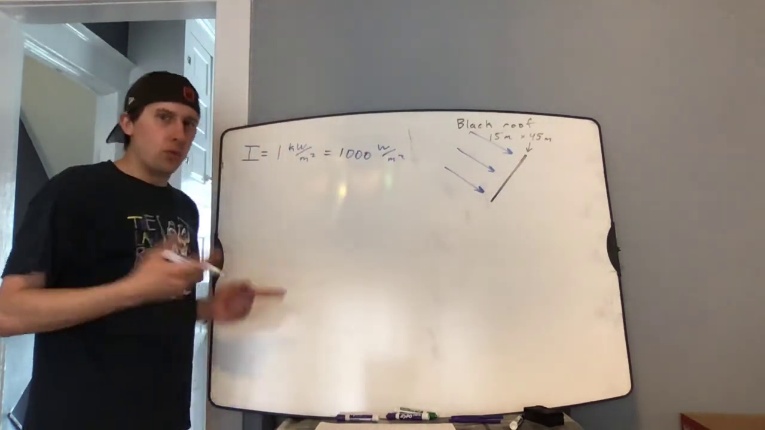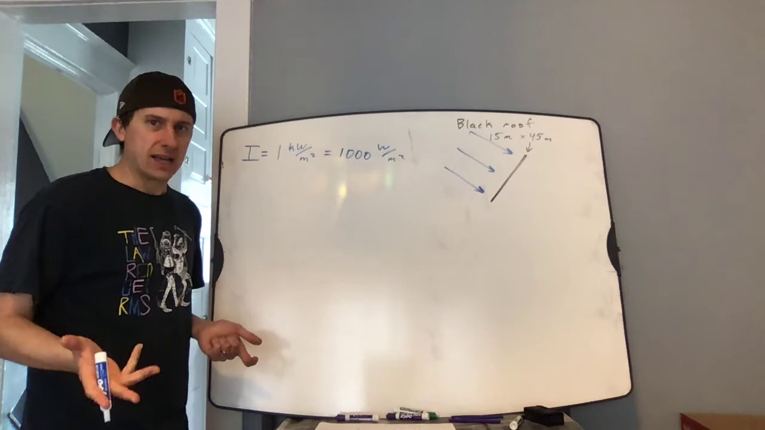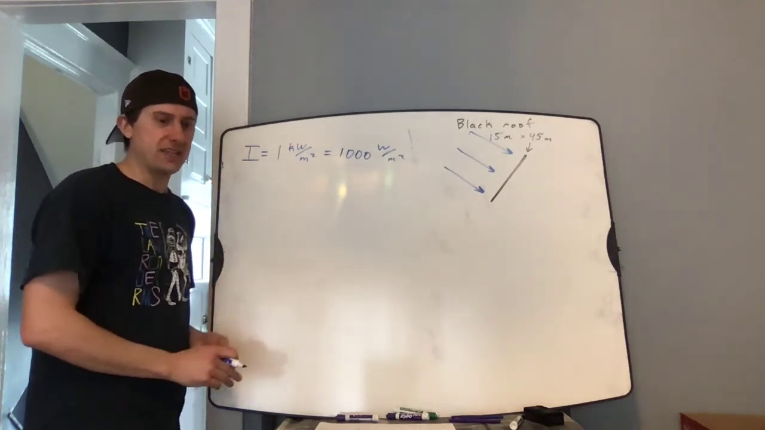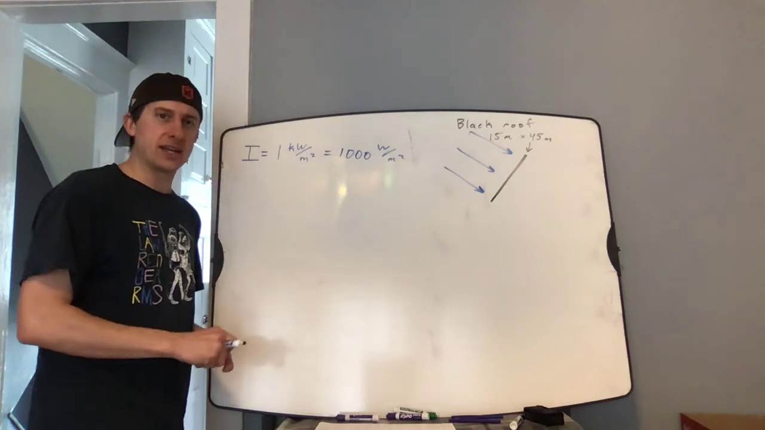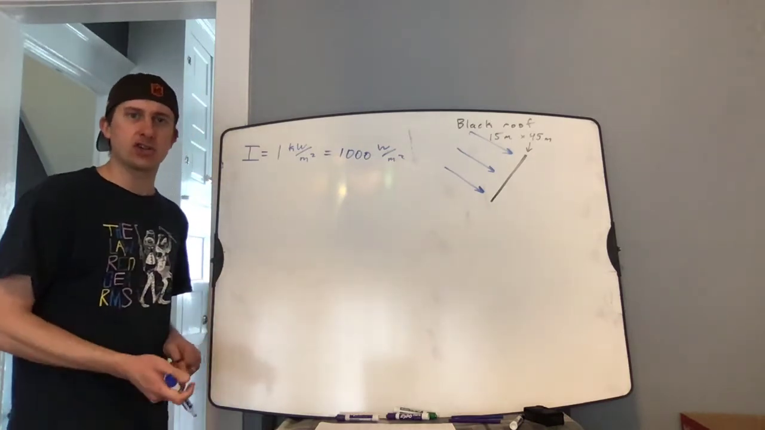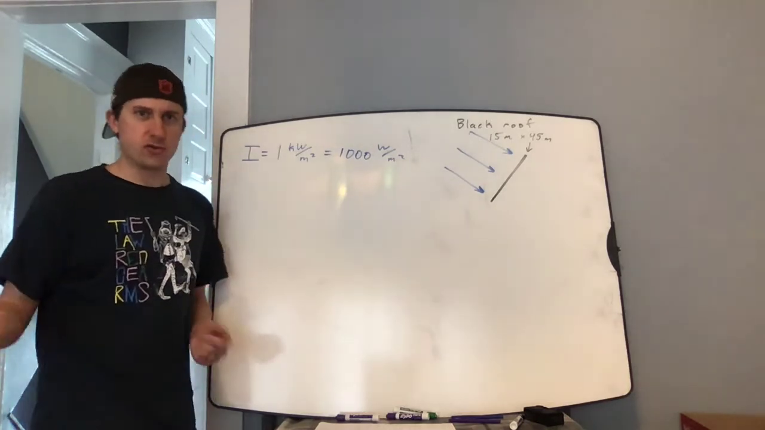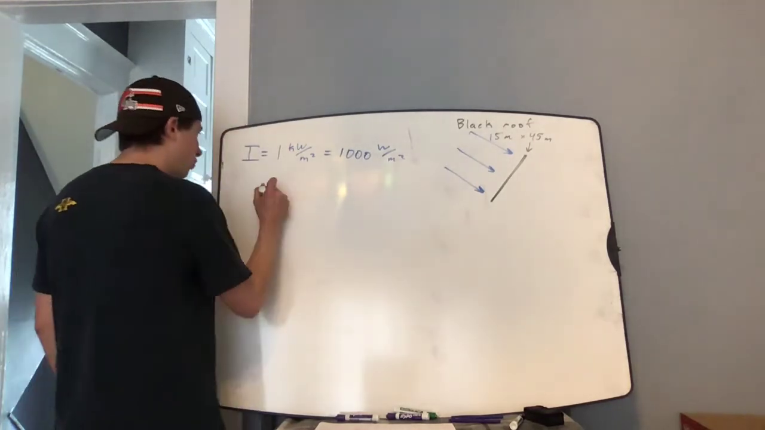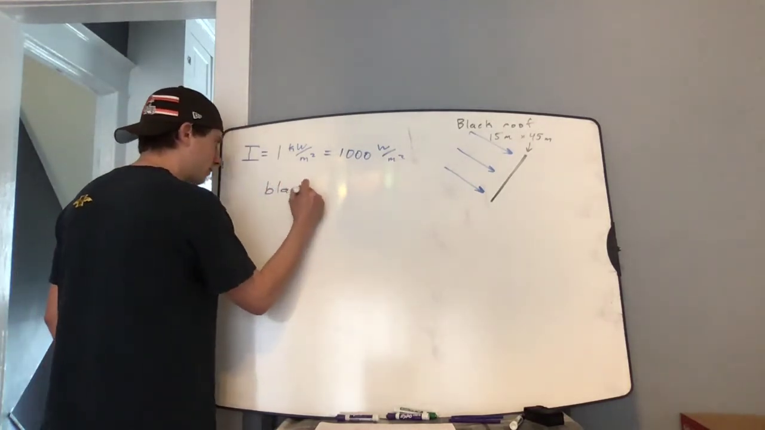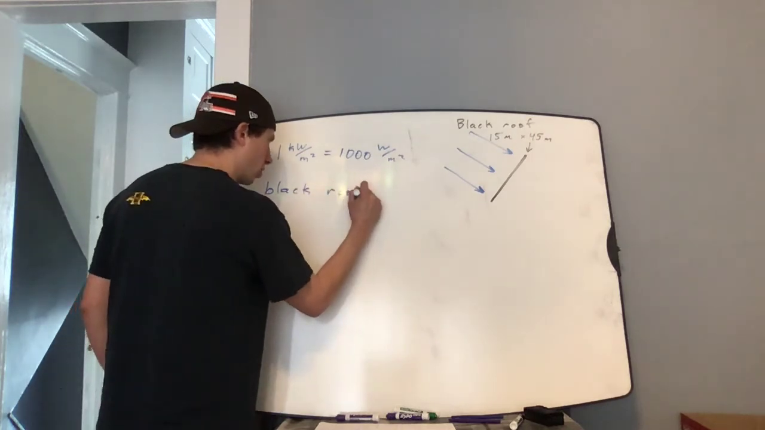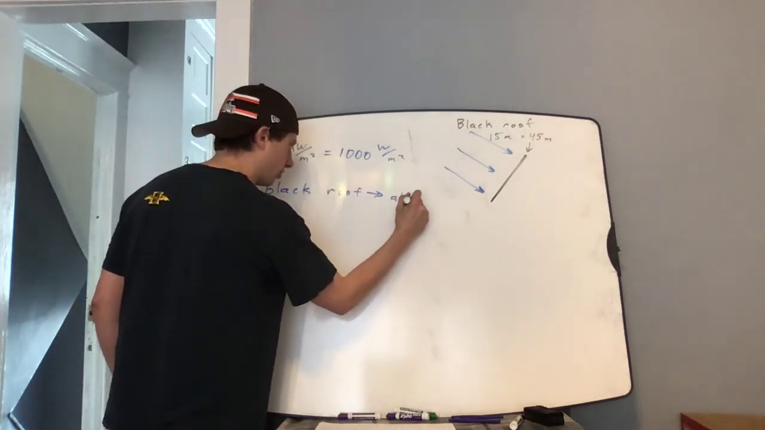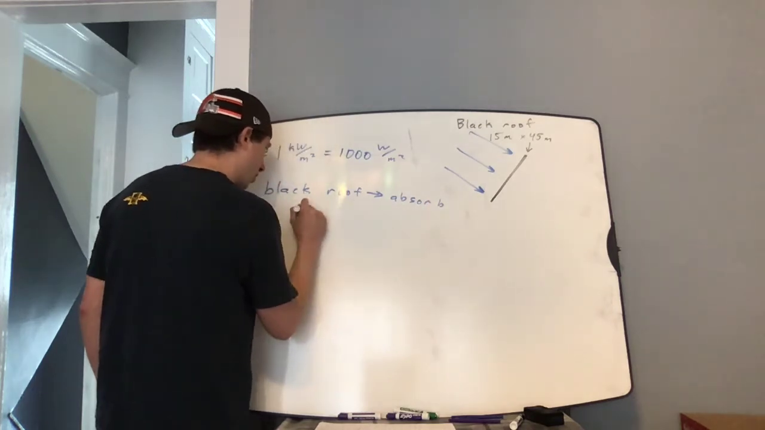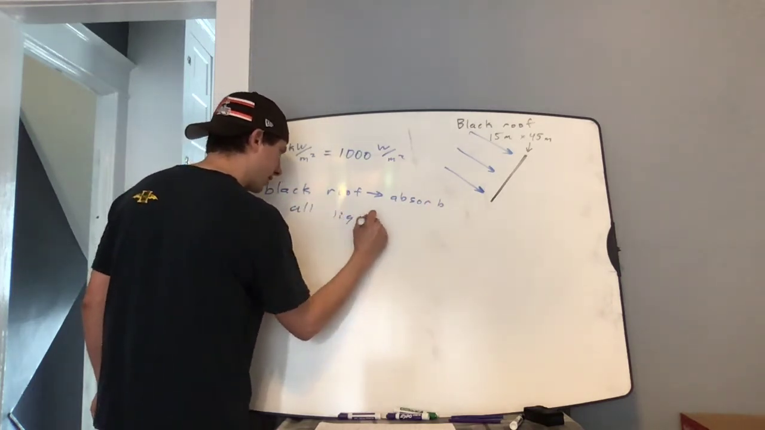So why does it matter that the roof is black? Well, a black object will absorb all light that hits it. And in the context of photon pressure, it is important whether you absorb light versus reflect light. So the black roof will absorb all the light that hits it.